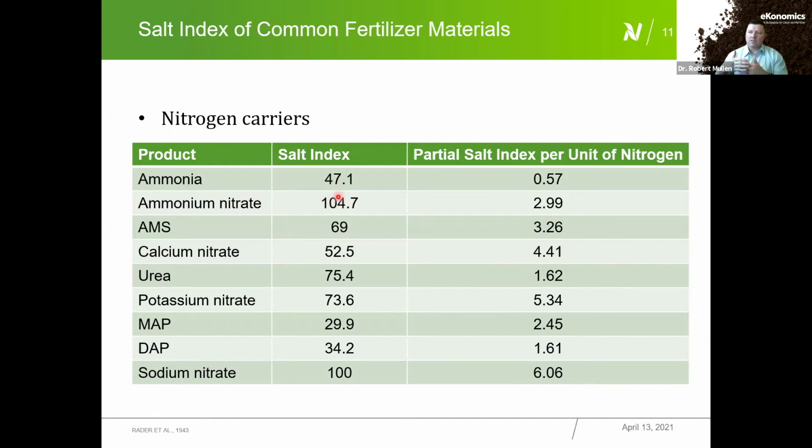So how do I put this on an equivalent basis so that I can compare these different materials? Hence this term called the partial salt index. Essentially what we're doing is dividing the salt index by the concentration of nutrient in the material to come up with this 0.57. I won't walk you through the math. If you really wanted to see all of that, I can show it to you. I've sent Excel spreadsheets on this to folks who are trying to understand salt index.